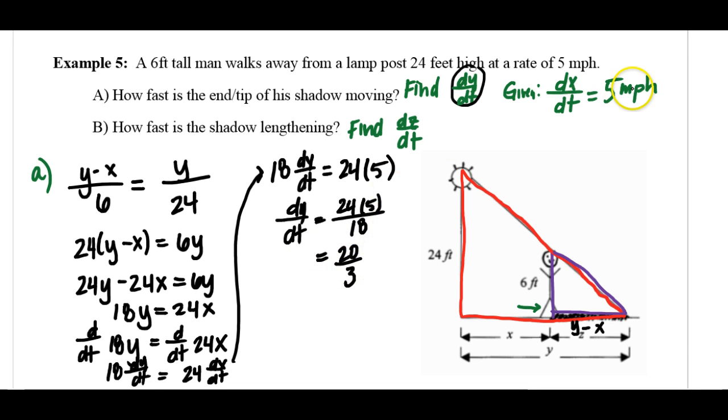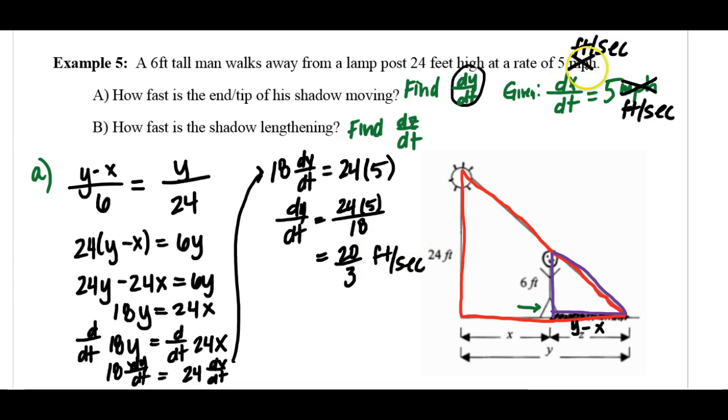And then we'll have to look at our units, which, whoops, I just caught something and I'm so sorry about it. This should have been feet per second, from the beginning, right? I can't have my units be all mixed up. So we were talking about a 6 foot tall man, 24 feet high. I want to keep my units of feet. So dx/dt is 5 feet per second. So that now dy/dt is 20 over 3, which is about 6 and 2 thirds feet per second.